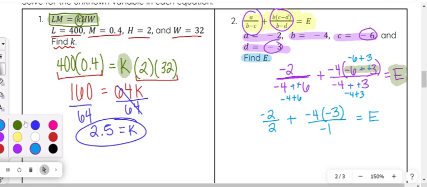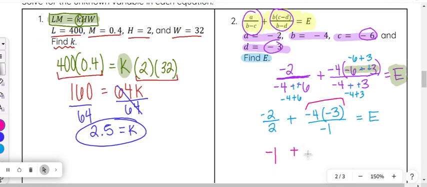Now, when you continue to simplify, we want to look at each fraction individually. So -2 divided by 2 simplifies to -1. Plus, we want to simplify the top here. -4 times -3 becomes 12, still divided by -1, and then equals e.